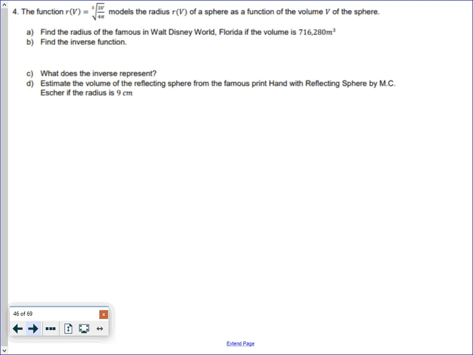So we're told the function r of v equals the cube root of 3v all over 4 pi, models the radius r of a sphere as a function of the volume v of the sphere. So for A, that asks us to find the radius of the famous sphere in Walt Disney World, Florida. The volume is 716,280 meters cubed. That's worded really weird, but what I think it's trying to say is find r when our v is 716,280.